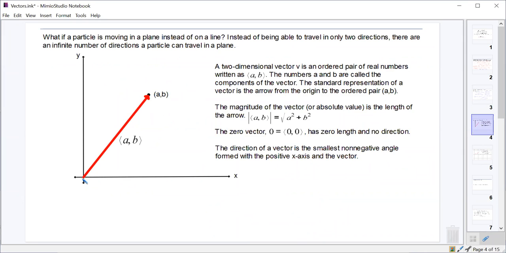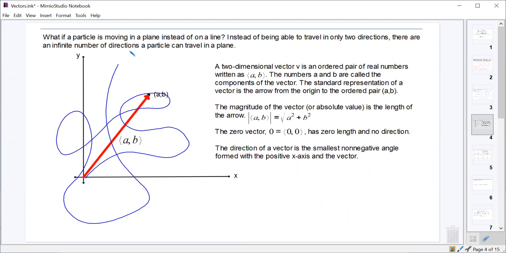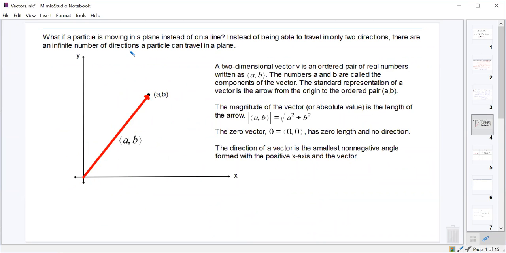It could travel diagonally. It could travel however you want it to travel. It could travel in some weird circuitous path, right? A particle could travel in any direction that we want it to in the coordinate plane. So it's still stuck in the coordinate plane. It's not going to pop out of the screen at us. We're not going to do 3 dimensions here, but it could go any direction in the coordinate plane.